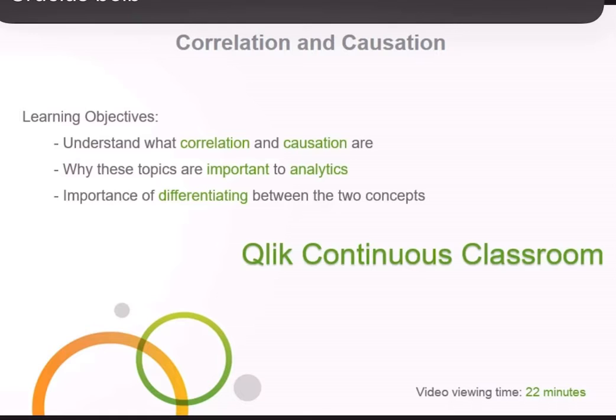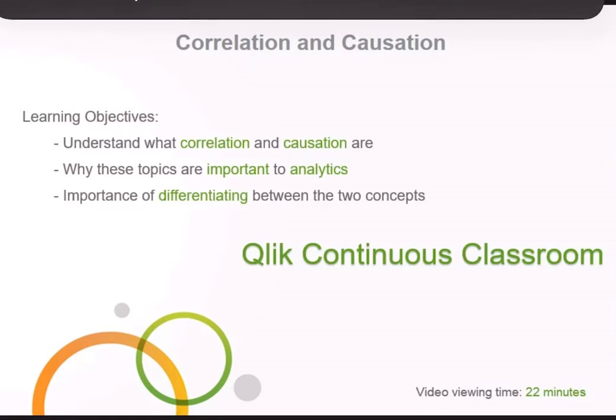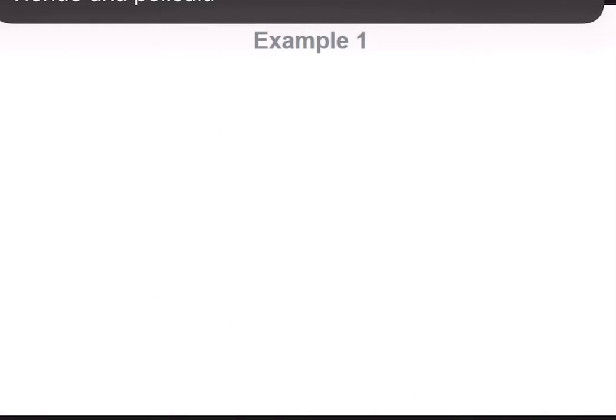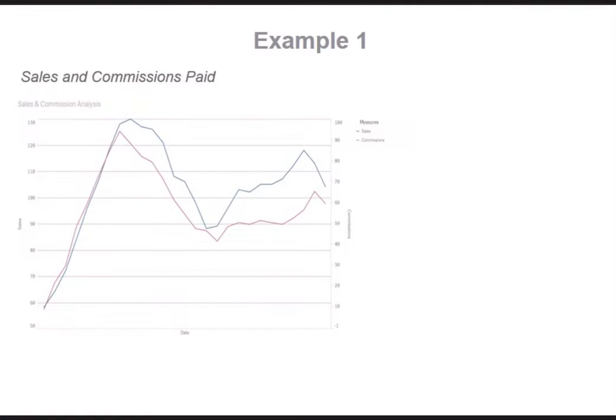To begin to understand and learn more about correlation and causation, stories and examples will help illuminate these concepts. Note, both of these examples are hypothetical, but can come close to real-world examples and thoughts. The first example we will walk through is a visualization that shows sales and commissions paid out.